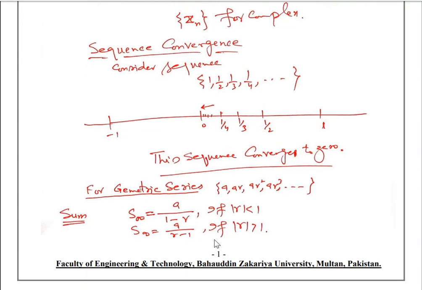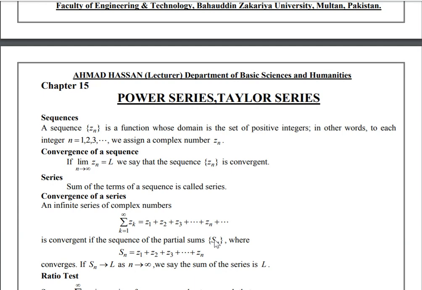Okay, that's the proper definition. A sequence is a function whose domain is the set of positive integers. In other words, to each integer we assign a complex number, let it be zn. Convergence of a sequence: the limit as n tends to infinity of zn is equal to a number. We say that the sequence converges to that number.